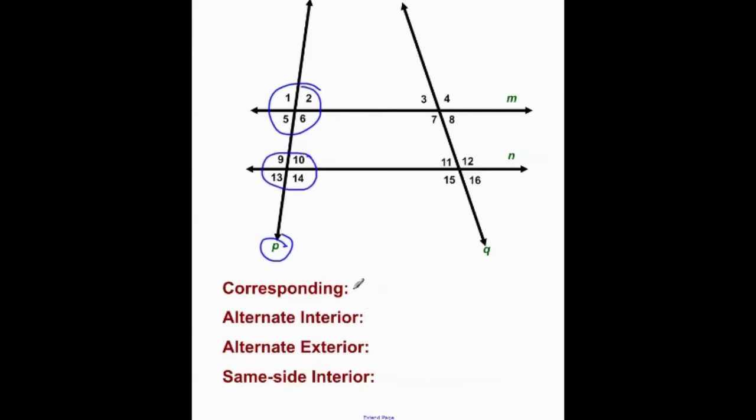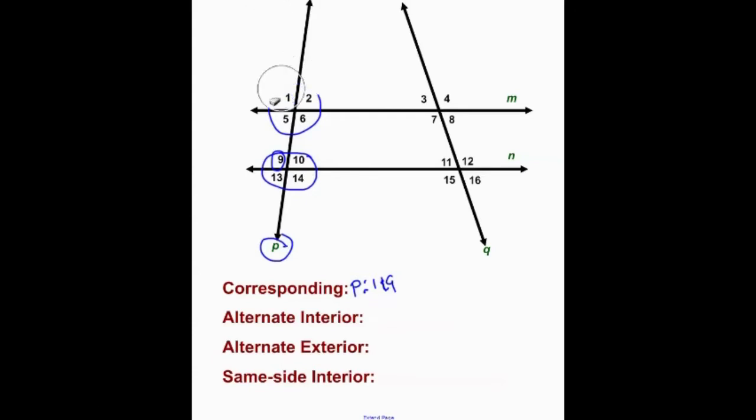And when we talk corresponding, it's going to be in the same position. Here's a 1 and here's a 9. So 1 and 9, now we have to identify the transversal. If you don't do that, you're doing a big no-no. I'm going to be really flying through this, and I would just list these out: 2 and 10, 6 and 14, 5 and 13. Those all correspond on this transversal.